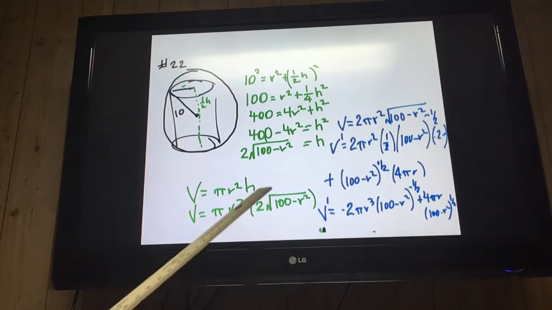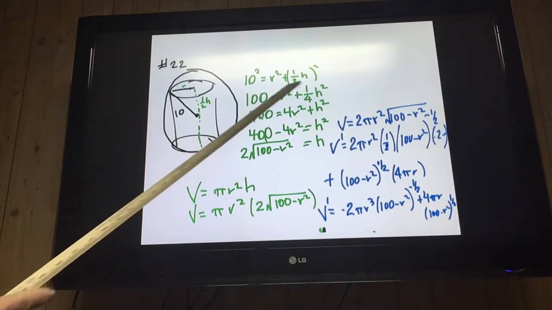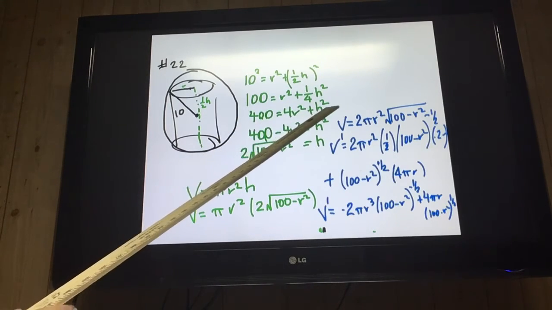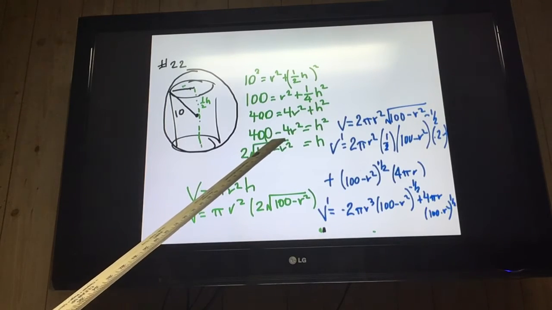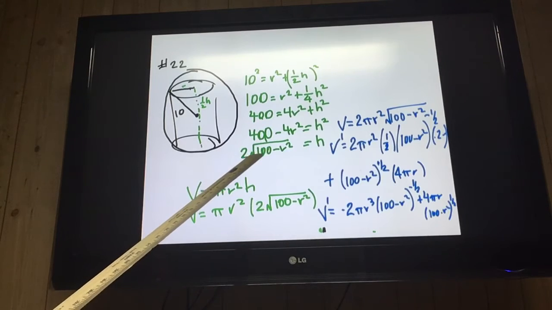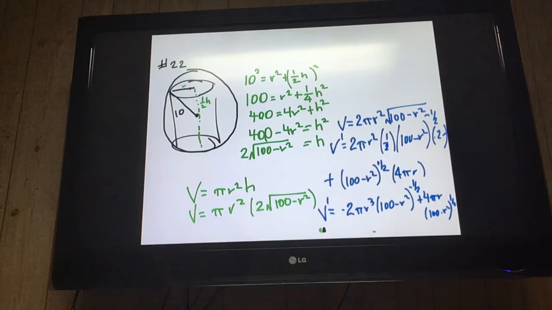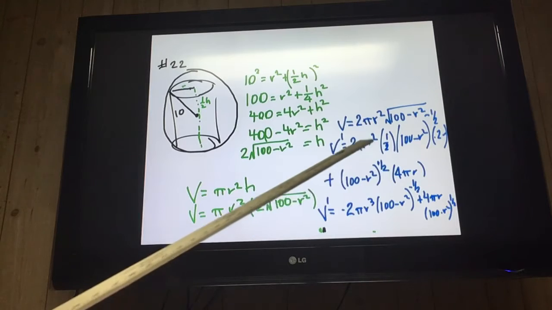And my goal is to get rid of the h. I want the r to stay. So I'm going to solve for h. Multiply everything by 4: 400 equals 4r squared plus h squared. Subtract the 4r squared, factor out the 4, take the square root of that. And so I get h equals 2 square root of 100 minus r squared. So there's my h. So here's my volume: V equals pi r squared times 2 square root of 100 minus r squared. Simplify, I get this here.